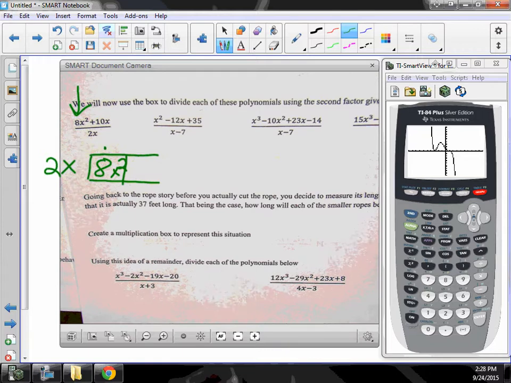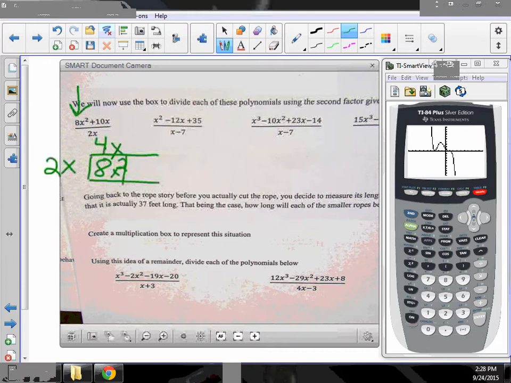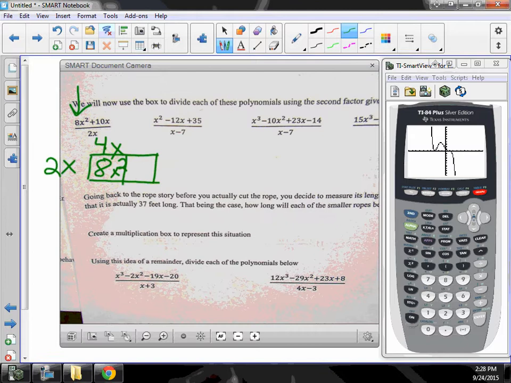4x. 8 divided by 2 is 4, and x squared divided by x is x. Now, have I used up everything in the numerator yet? No. So I need another column, and now I stick 10x in that place. 10 divided by 2 is 5, and x divided by x is just 1, so we don't need it. Now, have I used up everything in the numerator? So I'm done. Yeah, I'm done. So this is the answer to the division problem.